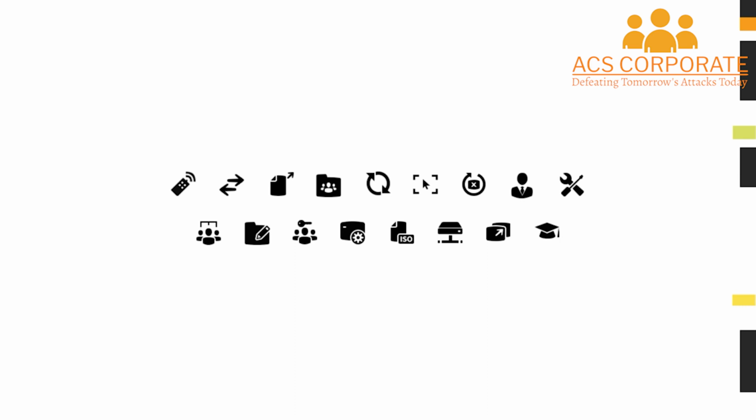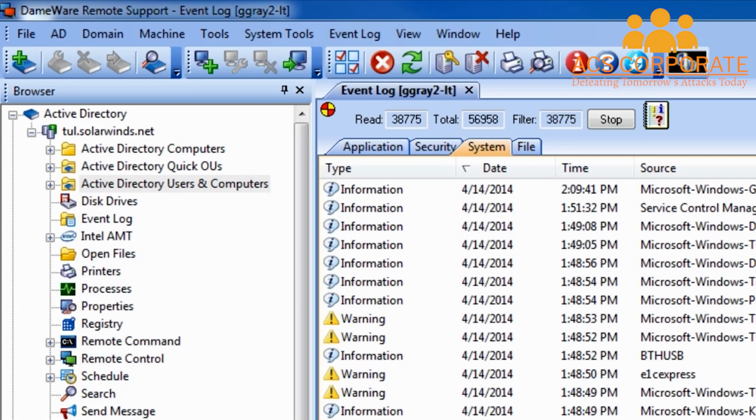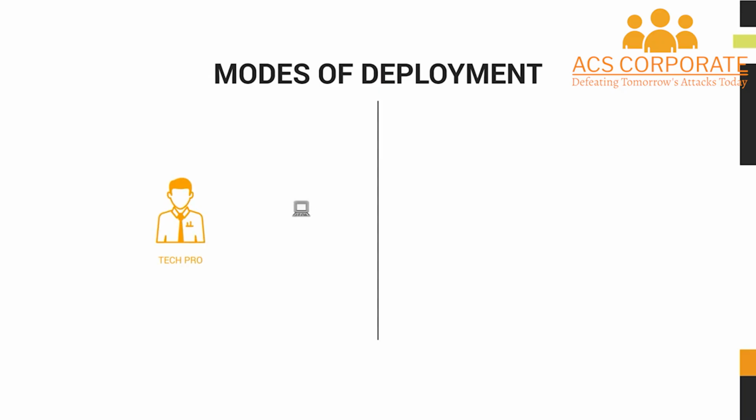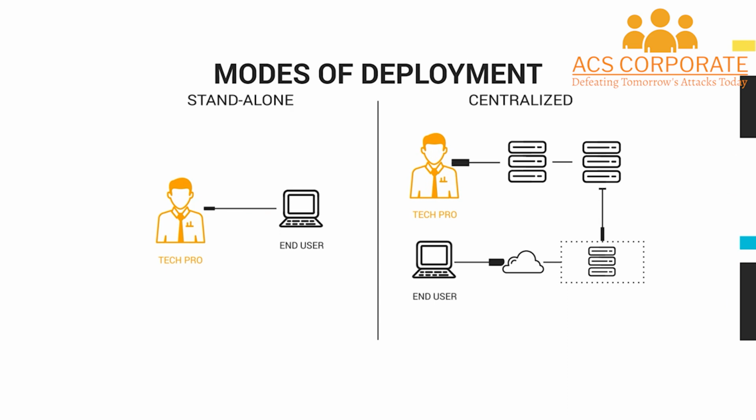At its core, DRS is a set of remote support tools that allows you to provide technical assistance and support to end users and computers both inside and outside your firewall. These tools are packaged neatly into a familiar and easy-to-use Microsoft Management Console, or MMC, style interface. Depending on your organization's needs, DRS can be deployed in one of two modes, standalone or centralized. Let's cover these two modes in a little more detail and then jump into the system's administration tools.